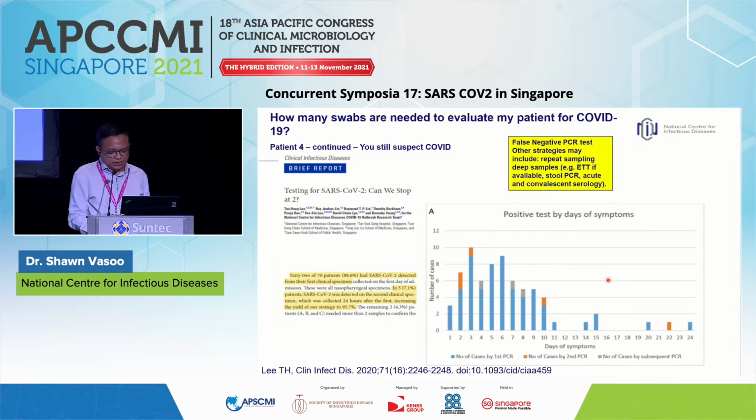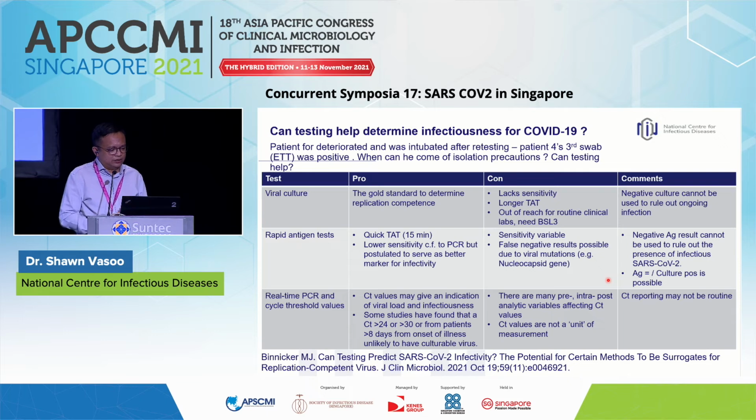So here in our institution, and in most places, if the clinical probability, the pretest probability, is high, doing at least 2 swabs is still what we are practicing. So can testing help determine infectiousness? And this is another thing that often is asked.